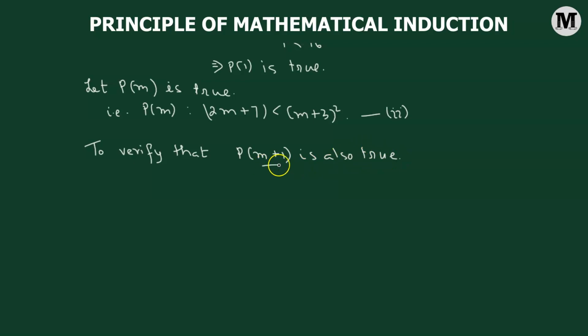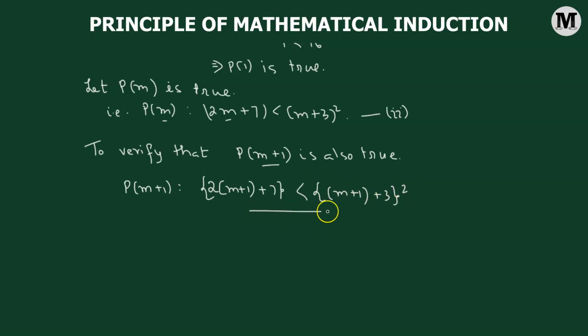Now what is m plus 1 here? m plus 1 is simply the natural number that is consecutive to m, that comes after m. Now what is P of m plus 1? The P of m plus 1 statement is simply 2 multiplied by (m plus 1) added to 7, so all we're doing is replacing m with m plus 1. This must be less than (m plus 1 added to 3) whole square. So this is essentially what we have to verify. Let's call it number 3.